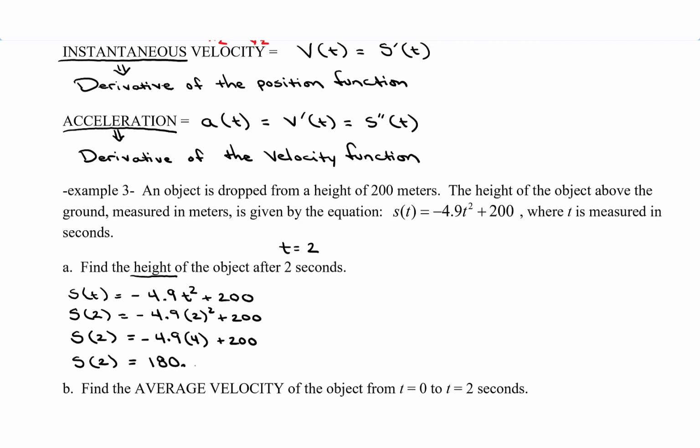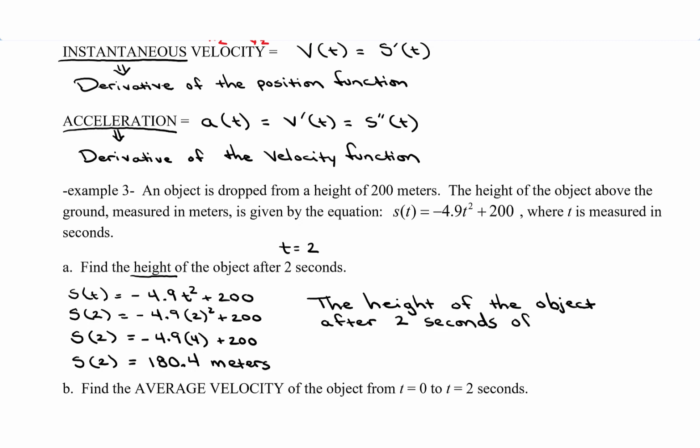180.4 meters. Now, in order to write out our answer, I'm going to write out a little sentence explaining what our answer represents, and I'm going to make sure to write in our units. The height of the object after 2 seconds of being dropped is 180.4 meters. And I'm going to go ahead and box that answer in.